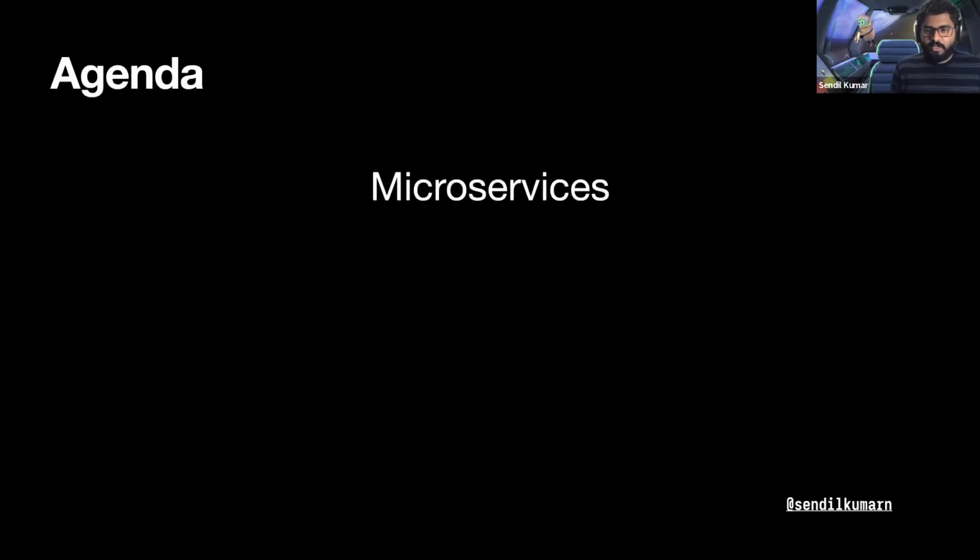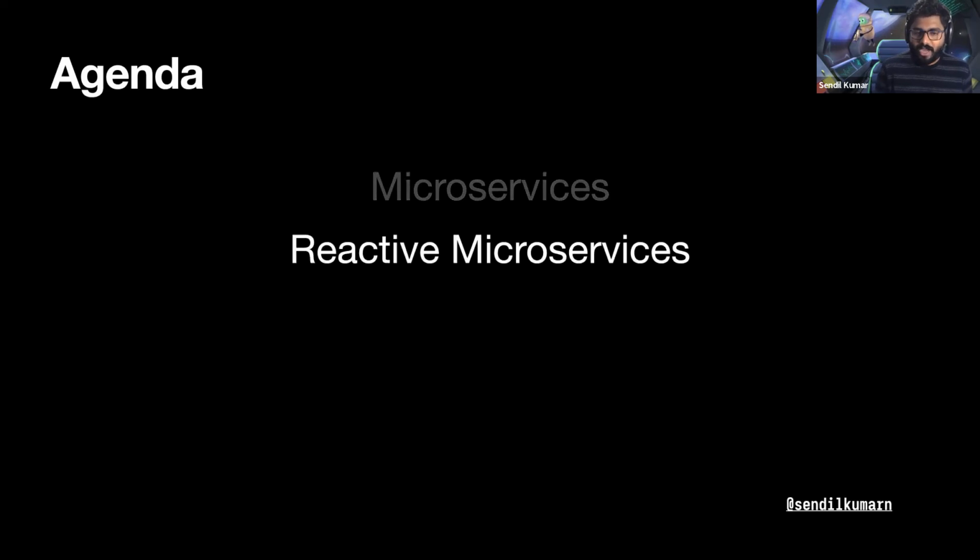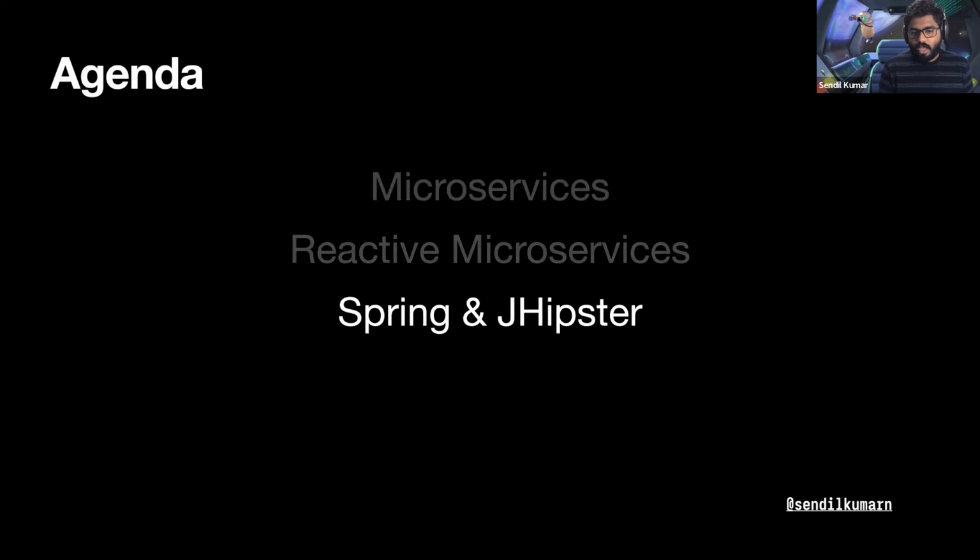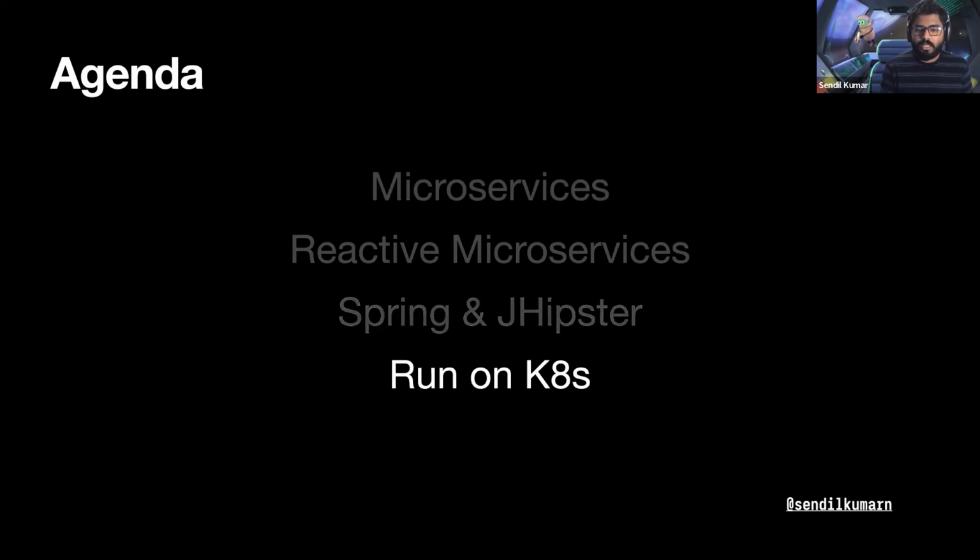Agenda, what we're going to see today. We will first start with microservices. What is it all about? Just a brief introduction because everybody knows about it. And then reactive microservices, why should you think about it? And then how Spring makes it easier for us to build reactive microservices, and how JHipster simplifies the entire process of building and deploying all those things. And finally, we'll try to create a demo e-commerce application and then try to run it on Kubernetes. That's what we're going to see today.